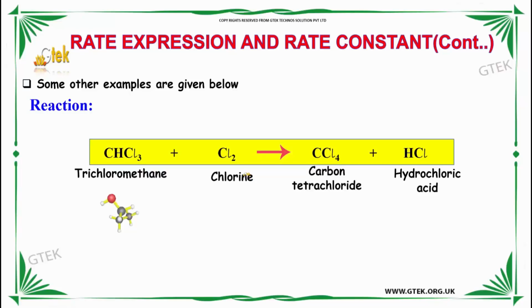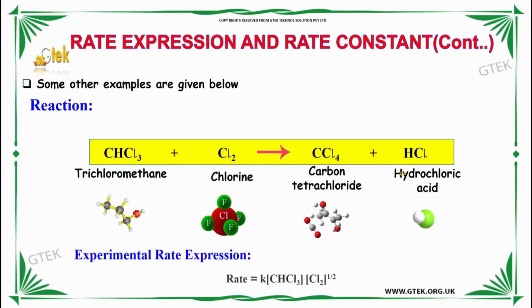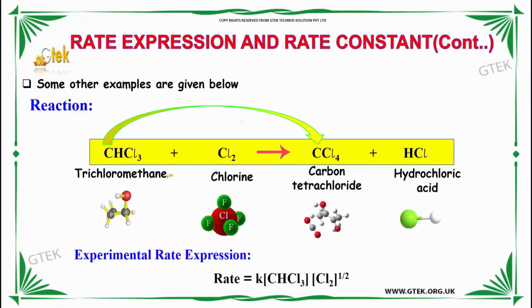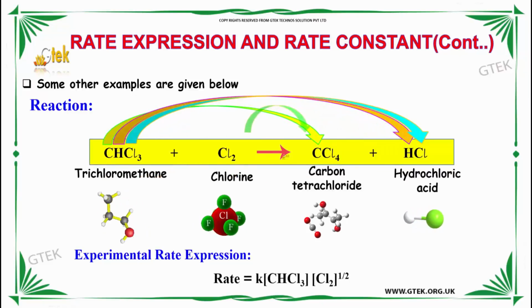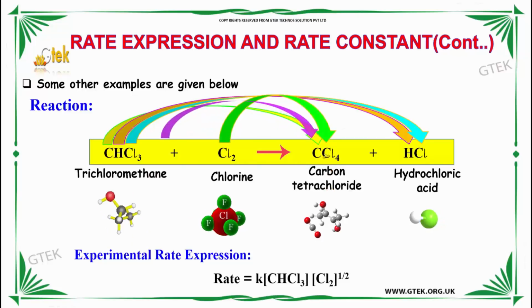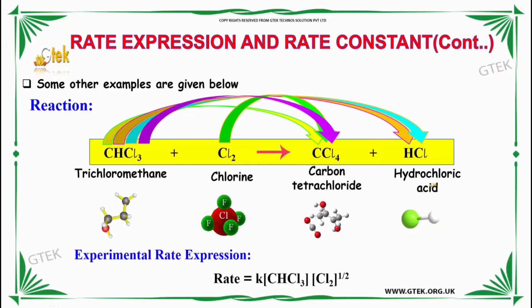In some other example as below, the reaction is different. You are able to see the experimental reaction. Trichloromethane with chlorine gives carbon tetrachloride with HCl. So this is the equation. Over here the rate is, this one is single. If it is increased, there will be an increase 1 times. If it is reduced, it will be increasing half times. The order of reaction is 1 here and this one is half.